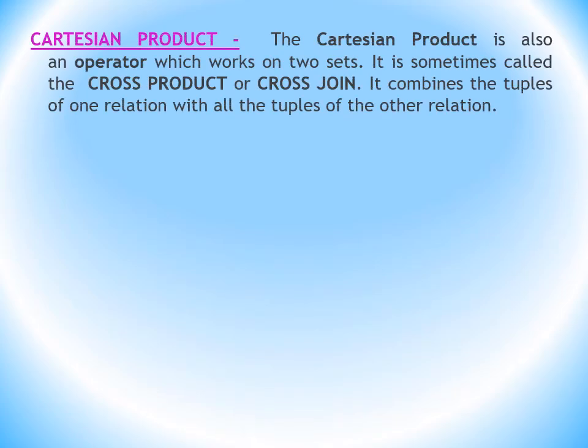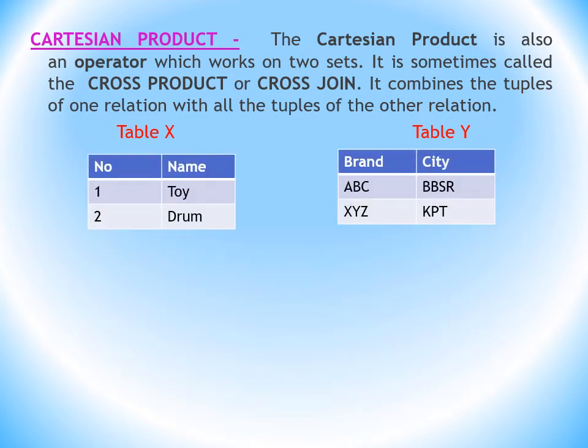Cartesian product. The Cartesian product is also an operator which works on two sets. It is sometimes called the cross product or cross join. It combines the tuples of one relation with all the tuples of the other relation. Example, table X having toy and drum, table Y having ABC and XYZ.